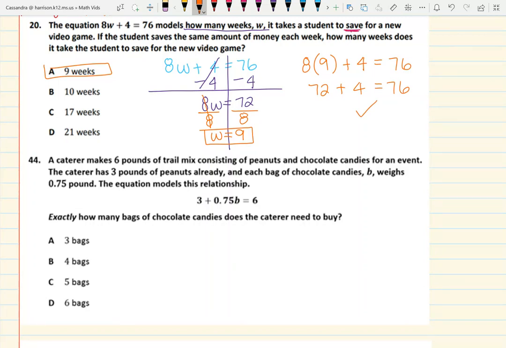This student saved for 9 weeks, $8 a week, plus the extra $4 for a total of $76. So that's where we get the answer A.